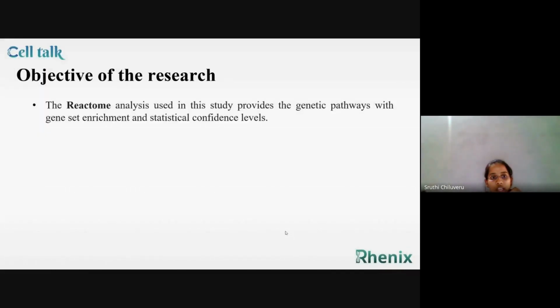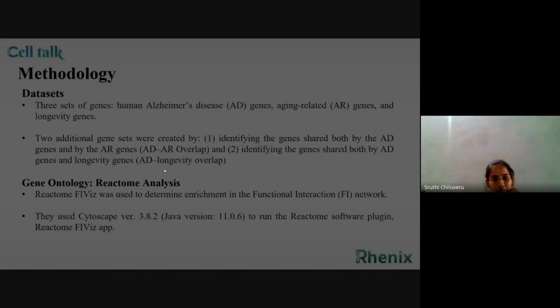When it comes to the objective of the research, the Reactome analysis used in this study provides the genetic pathways with the gene set enrichment analysis and also the statistical confidence level.